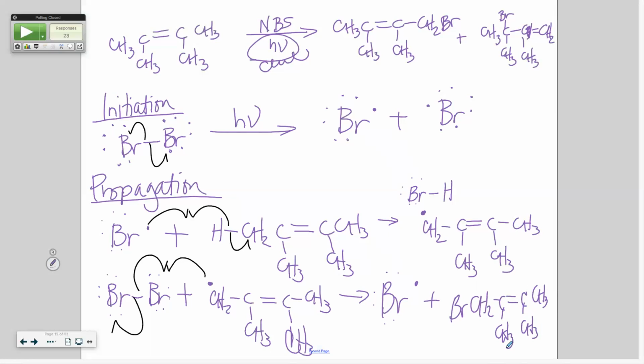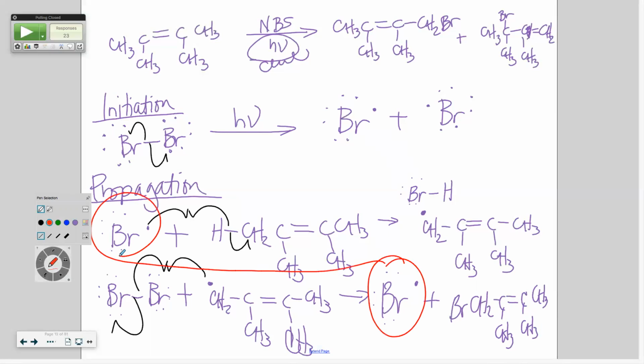Okay, so this bromine right here, this is why it's propagation. It can go up and do it again. This little cycle continues over and over and over and over. Okay, now how do we get the other product? Well, let's look.